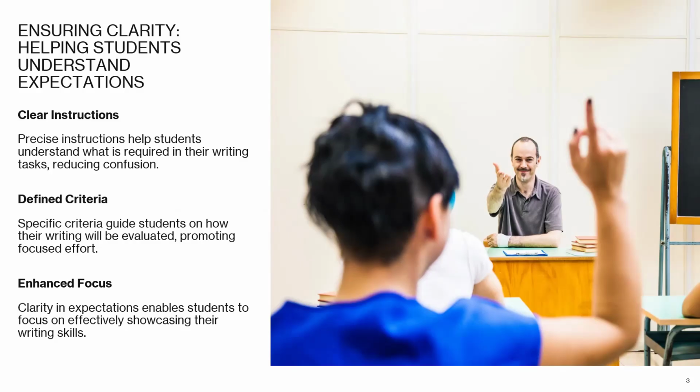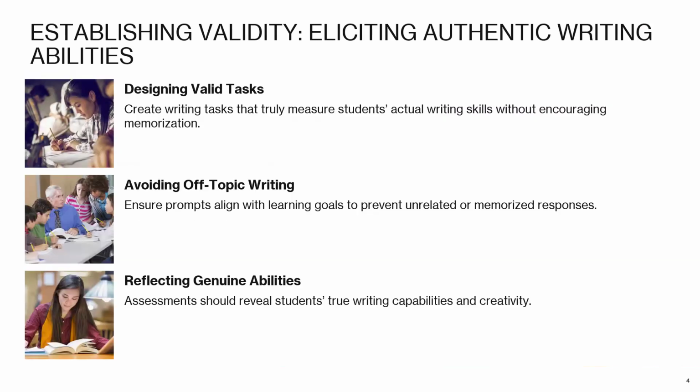When the instructions are vague, students often waste time trying to guess what the teacher wants, leading to frustration and a final product that may not meet the assignment's goals. By ensuring your writing tasks have a clear purpose, audience, and set of expectations, you empower students to write with confidence and intention.